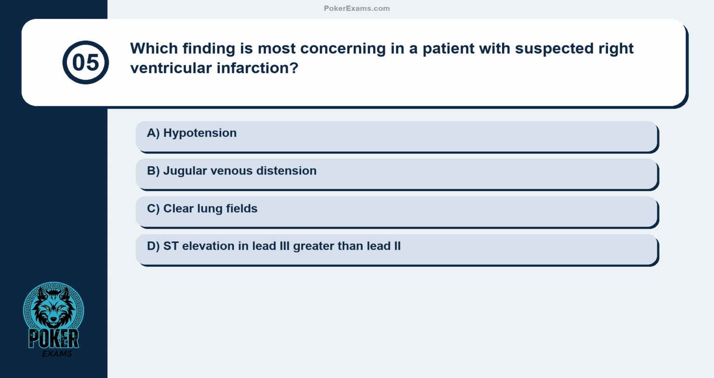Question 5. Which finding is most concerning in a patient with suspected right ventricular infarction? Hypotension, jugular venous distension, clear lung fields, ST elevation in lead 3 greater than lead 2.